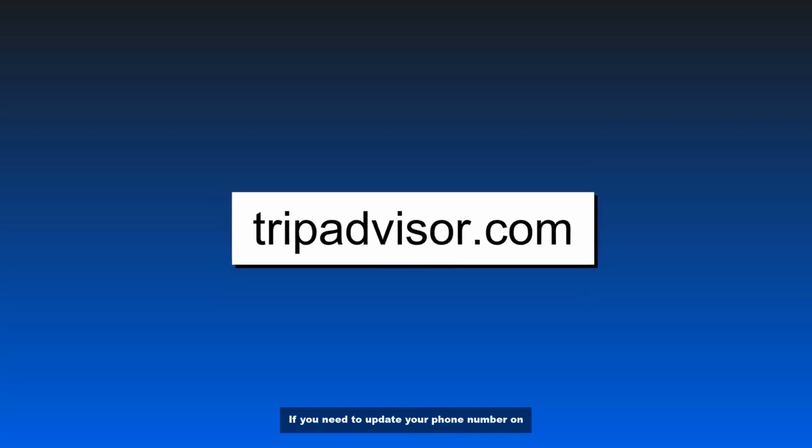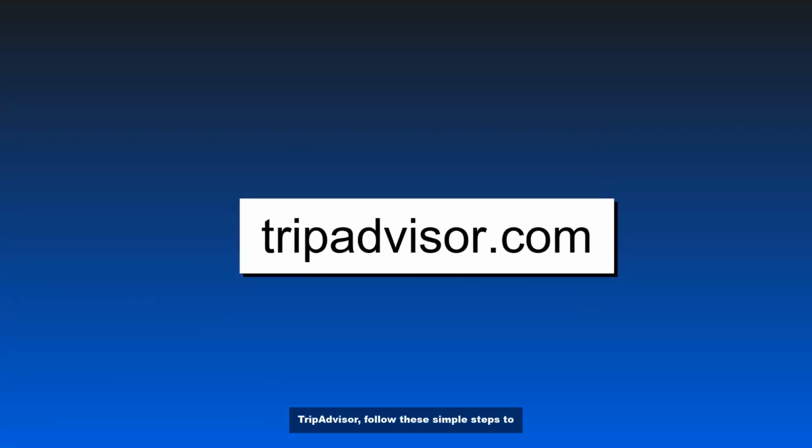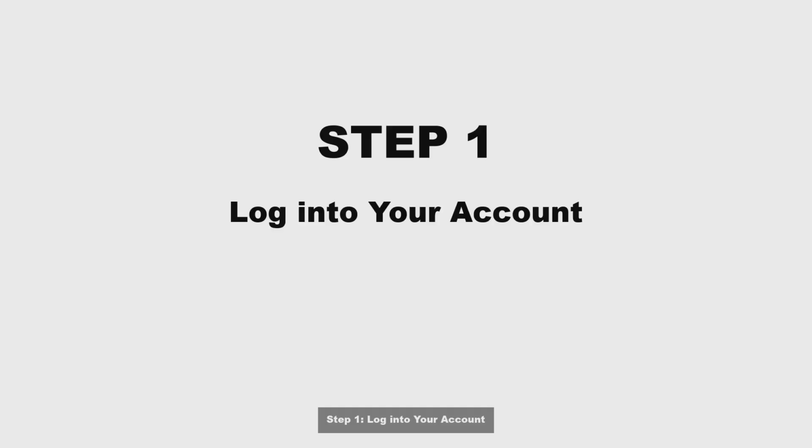If you need to update your phone number on TripAdvisor, follow these simple steps to ensure your account information is current and accurate. Step 1. Log into your account. Visit the TripAdvisor website or open the app and log in using your account credentials.